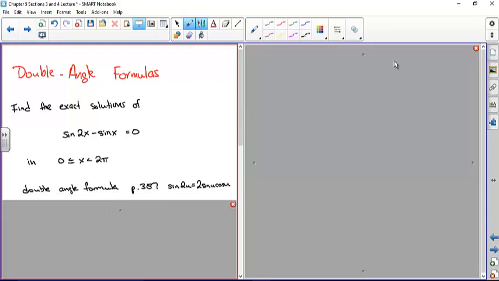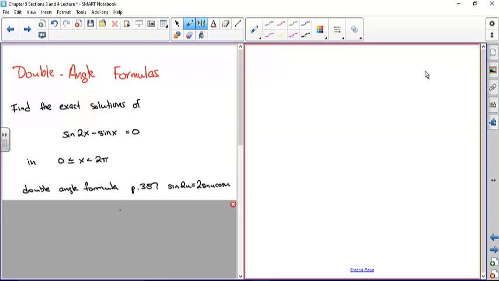So what you need to do in these cases is you need to rewrite this formula in terms of either sine or cosine. And the one that makes the most sense is to write this in terms of sine, because I've already got a sine here. So if I rewrote sine of 2x in terms of cosine, it wouldn't work. And I think there's only one choice anyway.